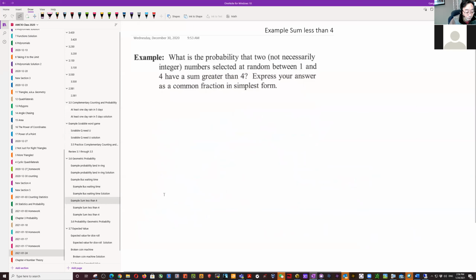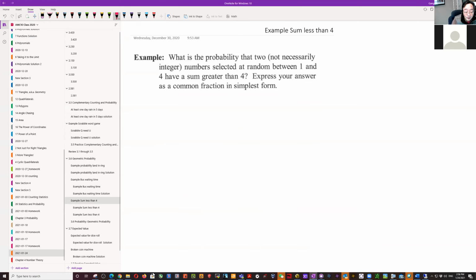So let's try to do this problem. And this is the sum less than 4. So what is the probability that two numbers selected at random between 1 and 4 have a sum greater than 4? Express your answer as a common fraction in simplest form.